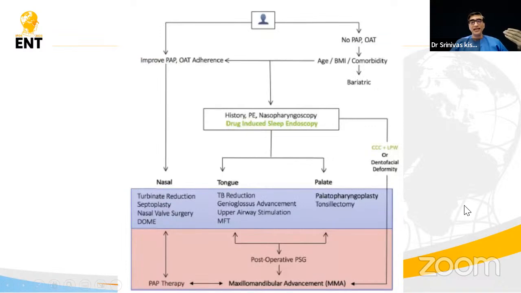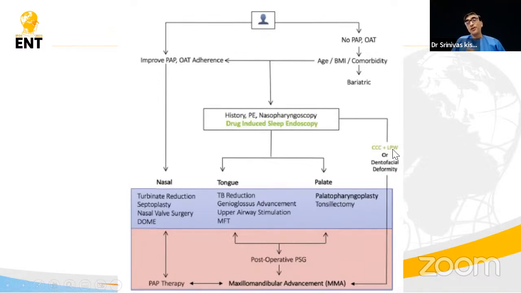So what is the new Stanford protocol? The new Stanford protocol is based on DICE and on clinical exam. You have to divide it based on nasal obstruction, tongue base or palate. If there is a significant nasal obstruction, you need to incorporate a procedure called DOG, which I will talk to you about. If there is a tongue-base obstruction, you can do a genioglossus advancement, upper airway stimulation, myofunctional therapy, or any of the techniques that I spoke to you about. If there is a palatal obstruction, based on the pattern of obstruction that I spoke to you about, you need to do a palatal procedure.